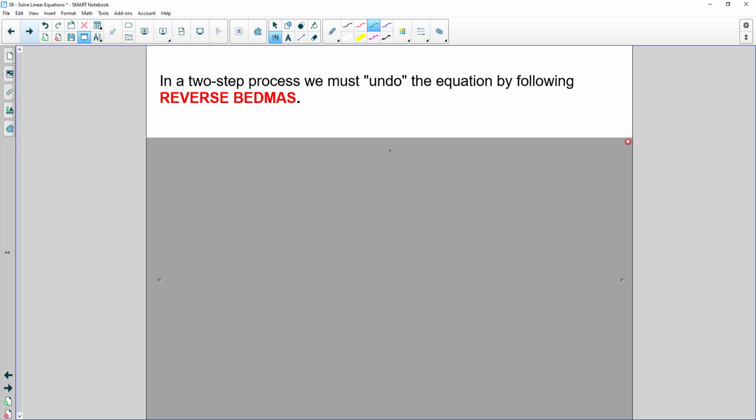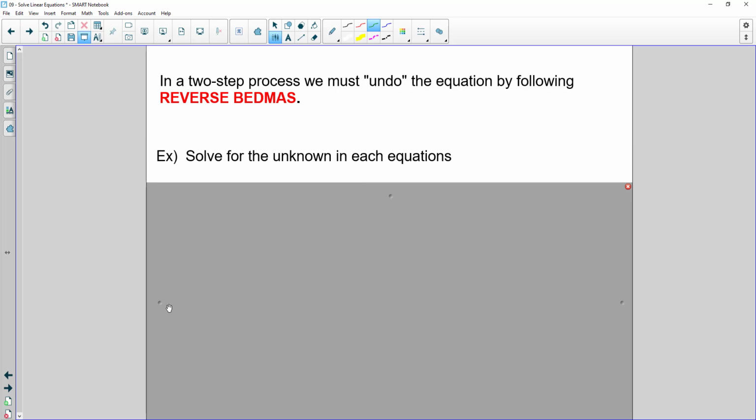Now, if we have multiple things going on, then we need to decide which one we do first. When we decide the order of operations, we of course have our acronym BEDMAS: brackets, exponents, division, multiplication, addition, subtraction. But because we're undoing a linear equation, we're going to run BEDMAS in reverse. So we're actually going to take care of addition, subtraction first, then multiplication, division, then exponents, then brackets at the very end. So let's look at a couple of those.